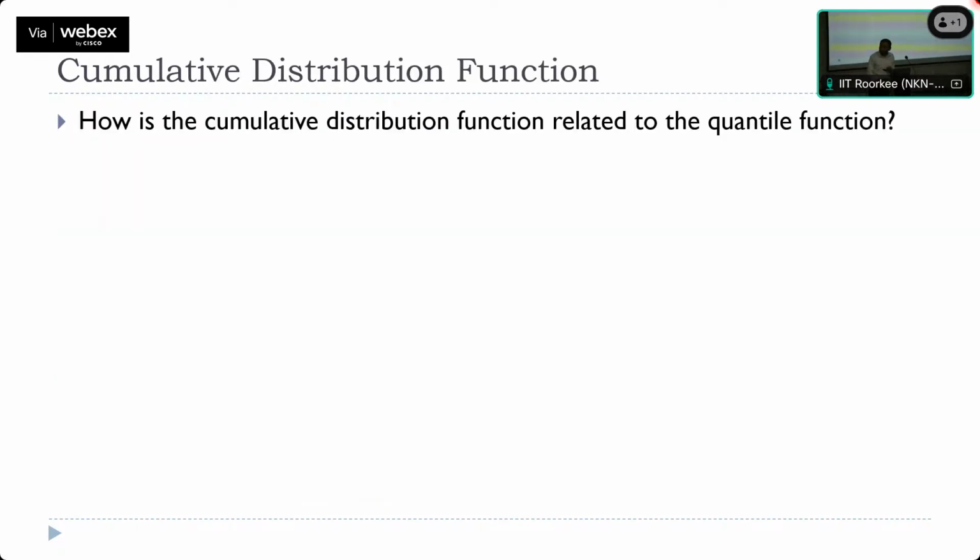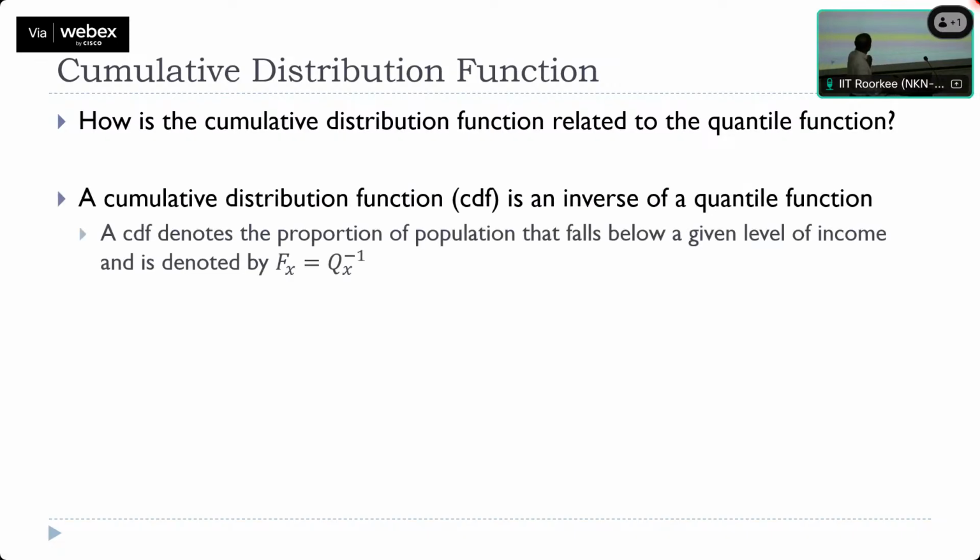Okay. Now, what is a cumulative distribution function? Many of you may have heard of a CDF, right? Or a PDF. Many of us who have taken statistics have heard about this. What is a CDF, and how is it related to the quantile function? So the cumulative distribution function is simply an inverse of the quantile function. I'll show you in terms of the diagram.